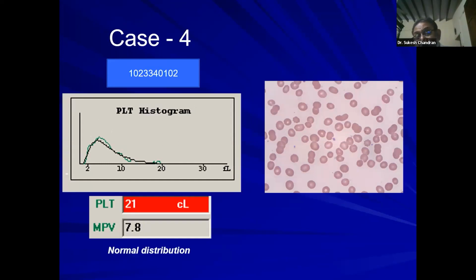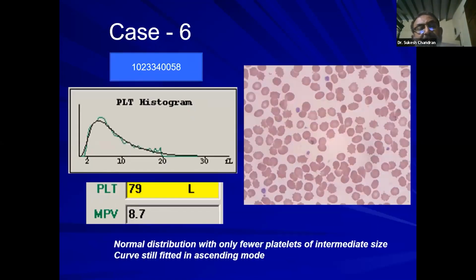You will say, please look at the smear. I will not look at the smear because I look at the histogram. The majority of the distribution of platelets is normal. The majority of the platelets are less than 10 femtoliters and the distribution is normal. The platelet count, even if I look at the smear, is not going to be more or less than 21,000. There are some events which can happen.